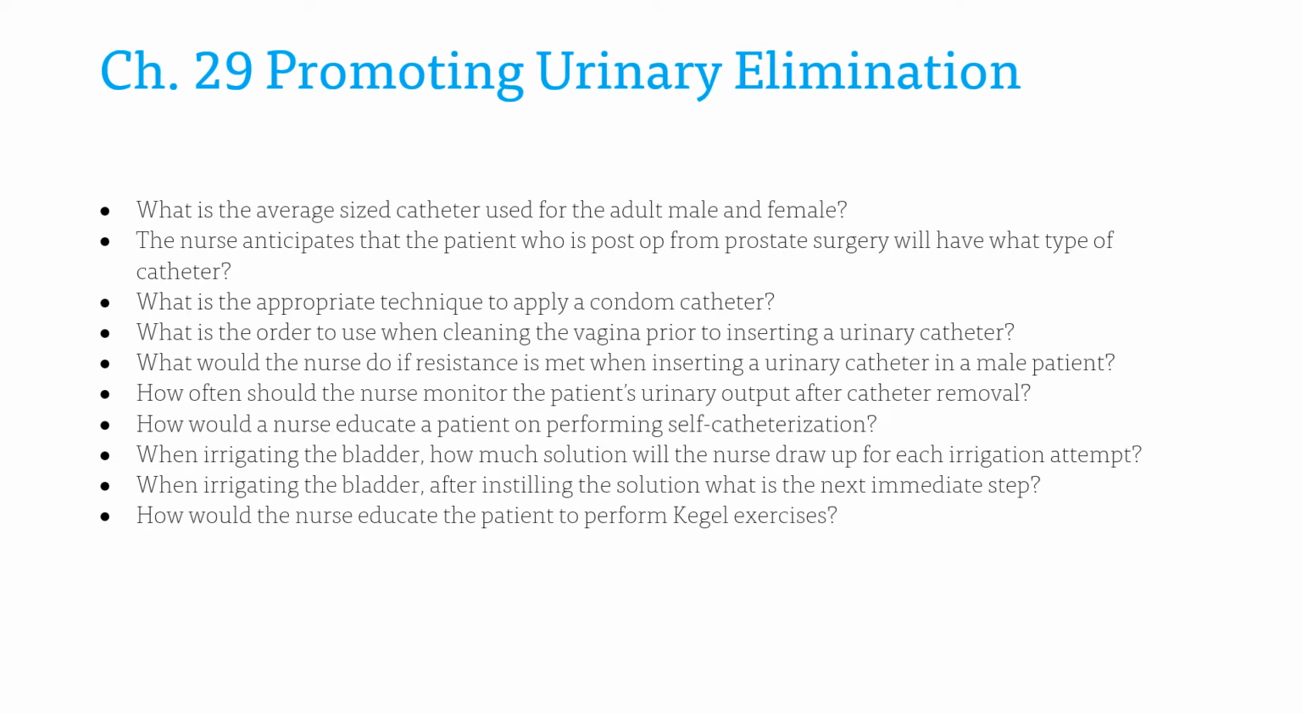What is the average size catheter used for the adult male and female? For this information, we're going to look on page 562. Catheters come in several sizes and shapes and are either rubber or plastic. Some are Teflon coated. They are sized using the French system, with the average size used for an adult woman being 14 to 16 French, and for an adult man being 18 to 20 French.